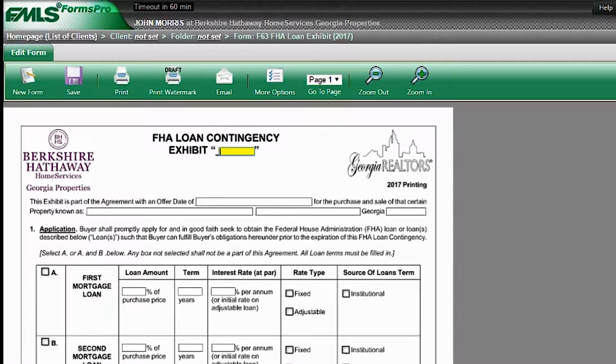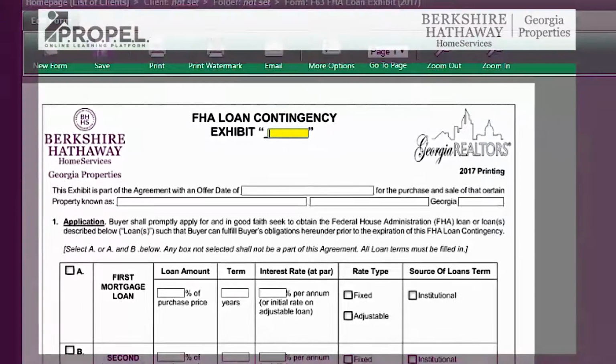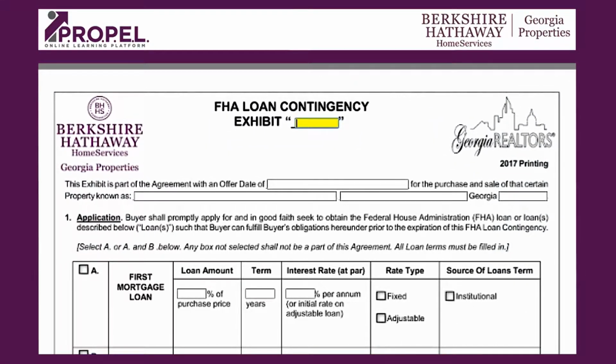Previously, we've talked about the conventional financing loan exhibit. Now we're going to talk about the FHA Loan Contingency exhibit, and that's what you see up here on your screen. We're going to go through the mechanics of filling out this form.